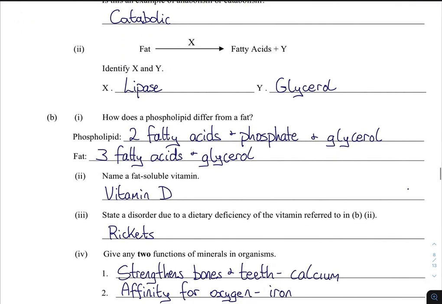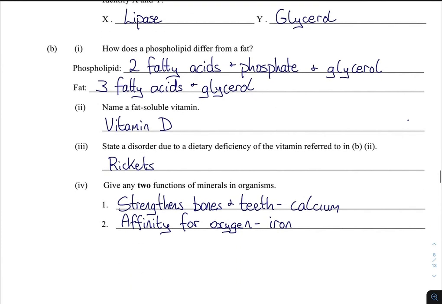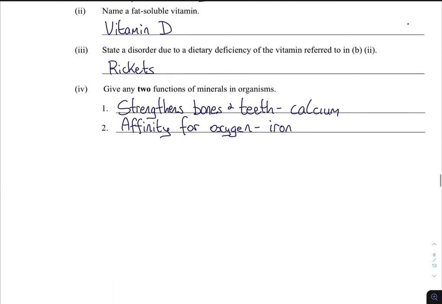How does a phospholipid differ from a fat? Well, a phospholipid contains 2 fatty acids, a phosphate, and a glycerol, whereas a fat, that's a triglyceride, consists of 3 fatty acids and glycerol. Name a fat-soluble vitamin: vitamin D, a disorder, rickets, you've seen that before, 2 functions and minerals. You didn't actually have to specify what the minerals were, but calcium strengthens bones and teeth, iron has an affinity for oxygen. That's the ones I wrote down, but you actually didn't need to mention the minerals at all, which was a bit unusual.